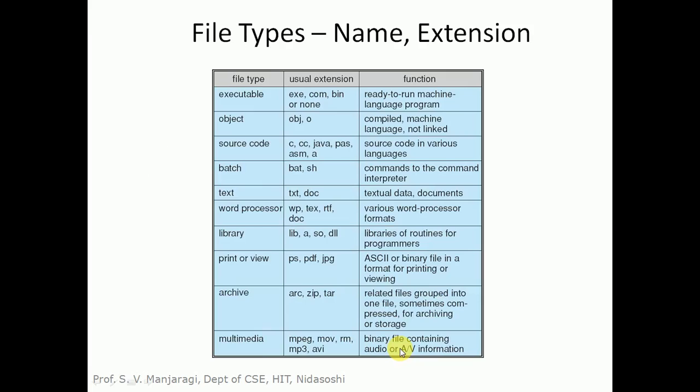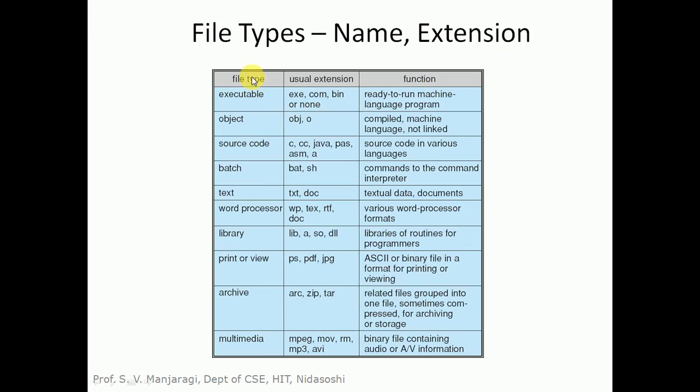Now let us see what the different file types are. Basically, in the system, the type of file is identified by something called an extension. If you take the file name, it has two parts, name and extension. The name of the file is followed by a dot, then the extension. The extension is basically used to identify the type of file.